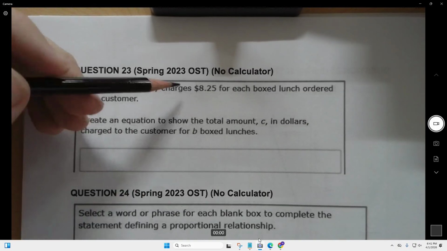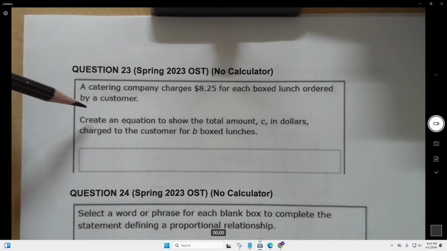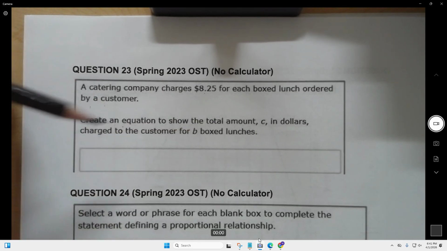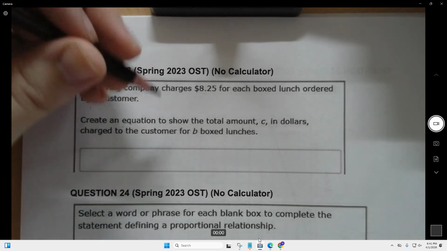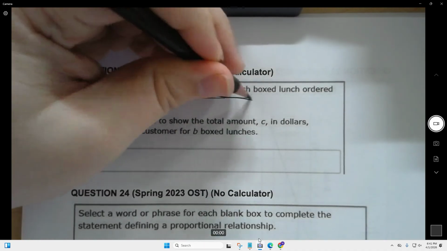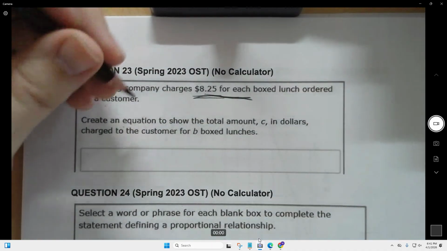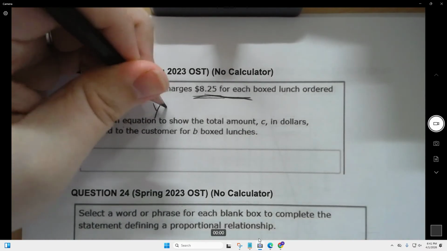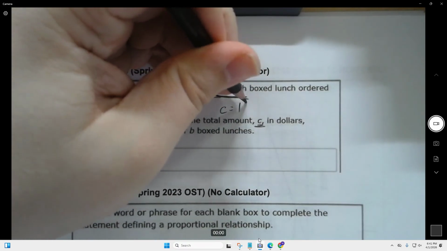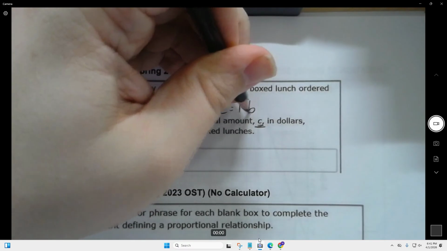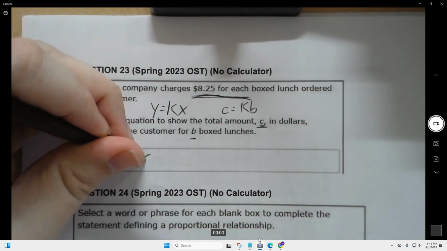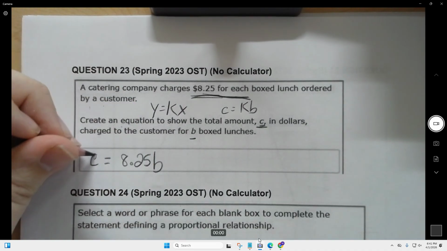A catering company charges $8.25 for each box lunch ordered by a customer. Create an equation to show the total amount in dollars charged for box lunches. They give us the constant of proportionality, $8.25 for each. So this is literally just y equals kx, where y is the cost, equals k times the number of box lunches. So the constant of proportionality is 8.25 times the number of lunches.